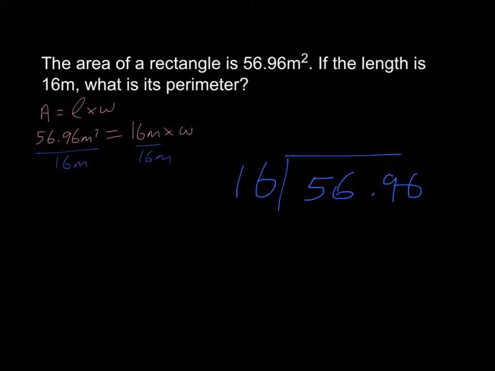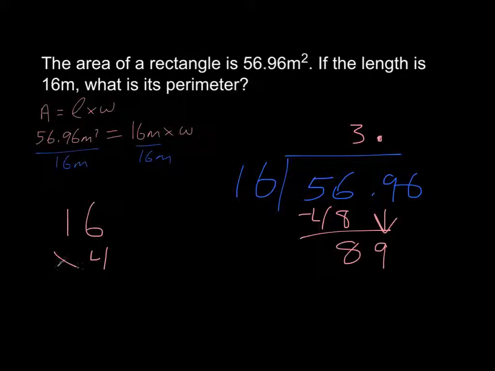Okay, 16, estimating, rounding 16 to 20 and 56 to 60, goes in about 3 times. Okay, 16 times 3 is 48. And I'm going to add that decimal right away. 8, bring down the 9. 16 into 89, we'll say that goes 4 times. I don't know that off the top of my head.